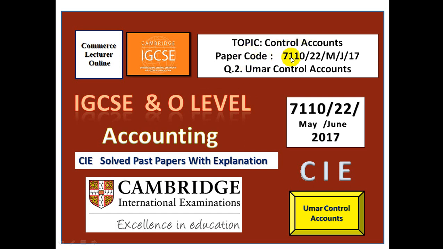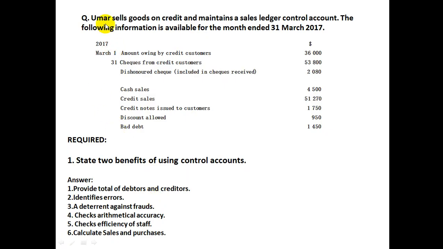Control accounts. Paper code 7110, May/June 2017. Umar control accounts. We are discussing a CIE exam paper with solution. Have a look at the question.